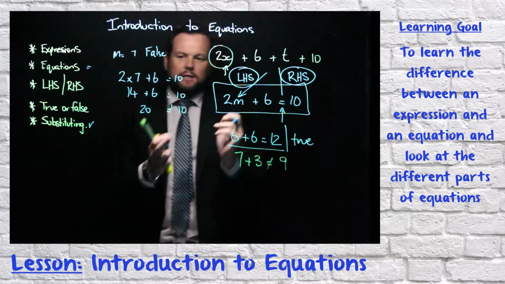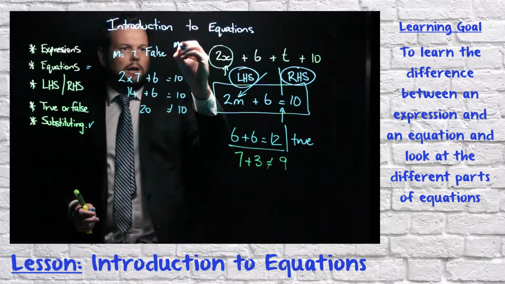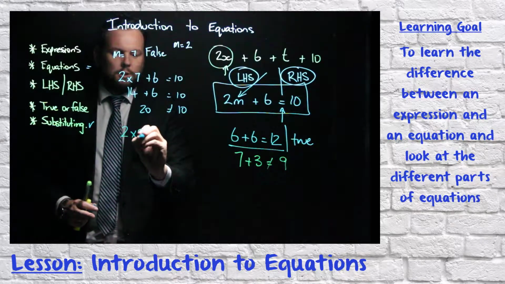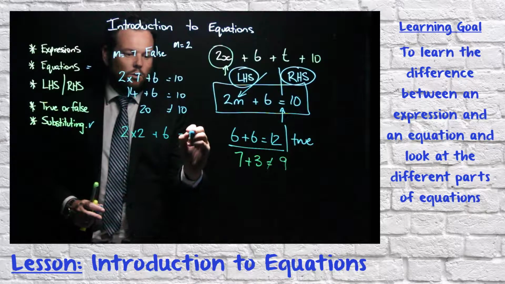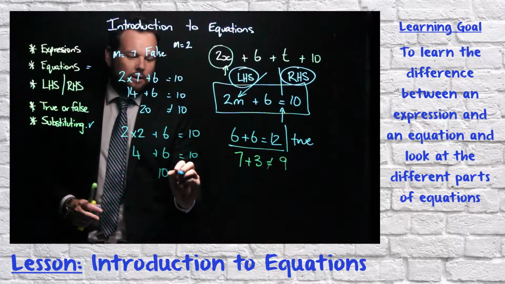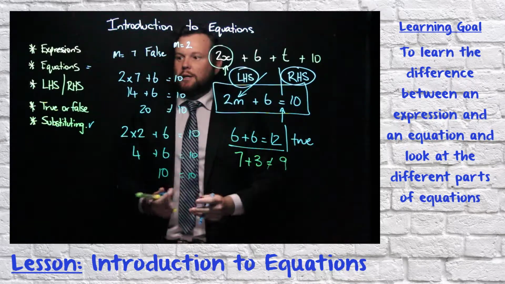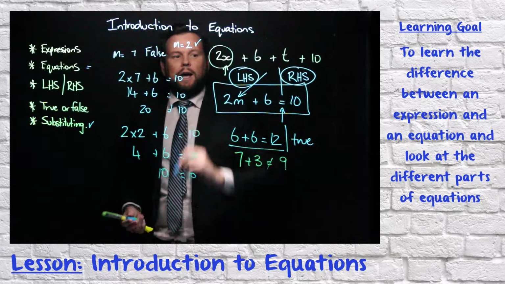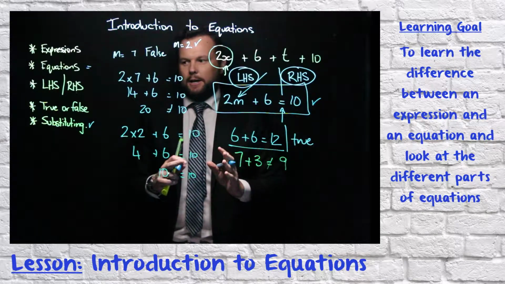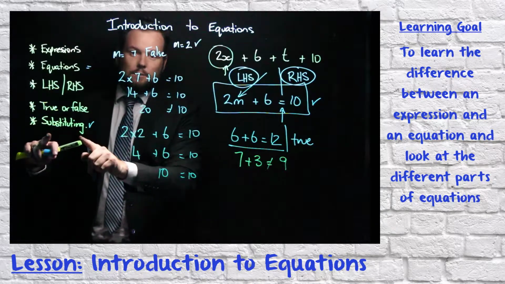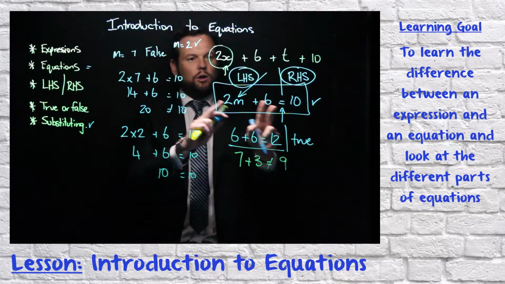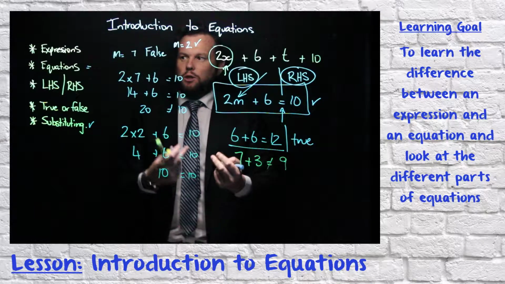However, if I was to say that m equals 2, all right, then I could rewrite it and I could say 2 times 2 plus 6 equals 10, 4 plus 6 equals 10, and then 10 equals 10. And now I can look at it and I can say, well, no, that is true. When m equals 2, my equation is true, okay? So we need to know the value of our variable before we can substitute in order to find out whether or not our equation is true or false.